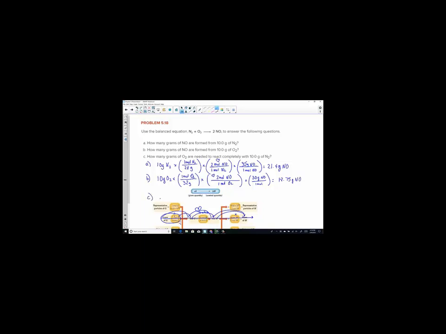Letter C. This time you started with 10 grams of nitrogen. Nitrogen with its molar mass of 28. We want to know oxygen. Its coefficient is a 1, just like the mole of nitrogen, a 1-to-1 stoichiometric ratio. The molar mass of oxygen is used in the last step. So 10 over 28 times 32, 11.42 grams of oxygen. You did it.